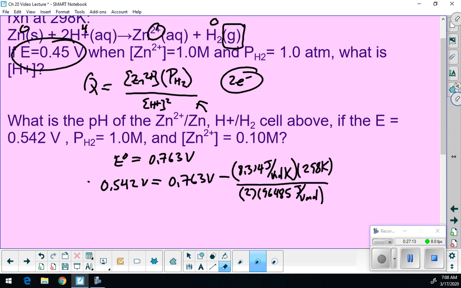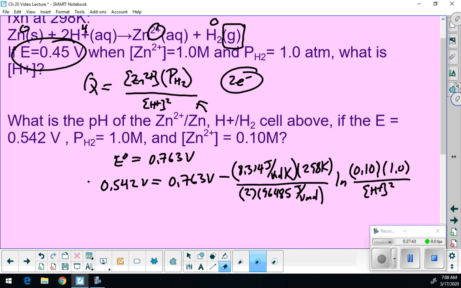There it is, right? Natural log of, what did we say? Concentration of my zinc. What's the concentration of my zinc? 0.10 times the pressure. What's my pressure? Oh, there's my pressure. 1 molar over the concentration of my H plus squared, right? Good. So let's run the numbers.